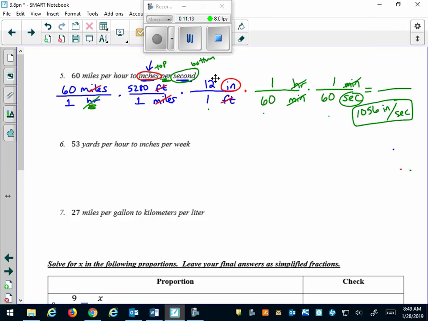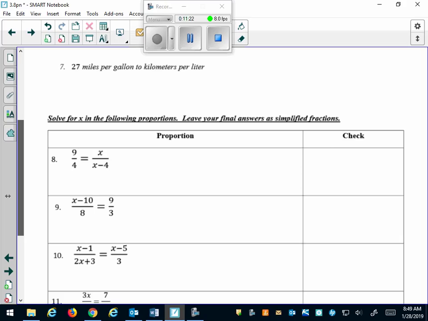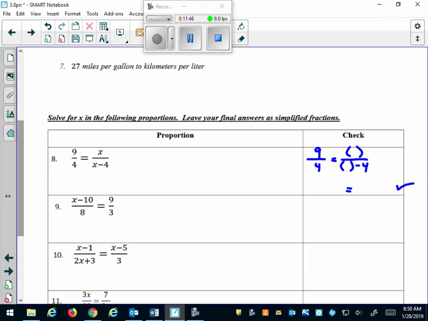Okay, so try to tackle this on your own. See how you do. There's some proportion practice on the bottom. Just remember, once you plug in and you get your answer, the check column, you should plug in what you got for x into your original. So 9 over 4, and then whatever you got for x over whatever you got for x minus 4, plug it in and cross multiply and check if the two numbers equal each other. Okay, good luck.